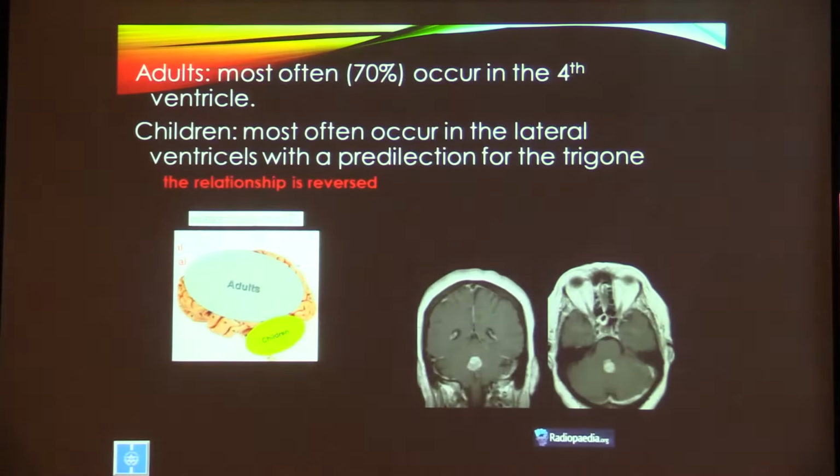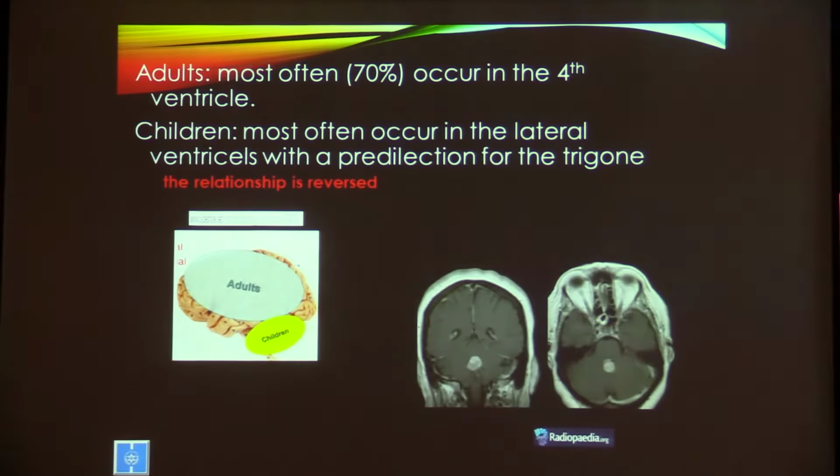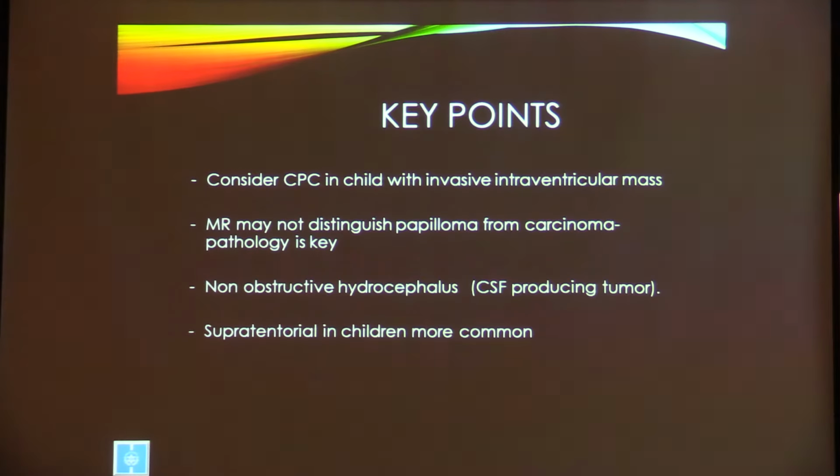So the correct answer is 2, as we said. Choroid plexus carcinoma is usually supratentorial in children, as opposed to other lesions. And in rare cases, we have it in adults, and it's infratentorial, as you see in the case on the right. So some key points. Consider choroid plexus carcinoma in a child with an invasive intraventricular mass. MRI may not distinguish papilloma from carcinoma. Pathology is the key. Non-obstructive hydrocephalus is due to massive CSF production, and it's more commonly supratentorial in children. Thank you very much.